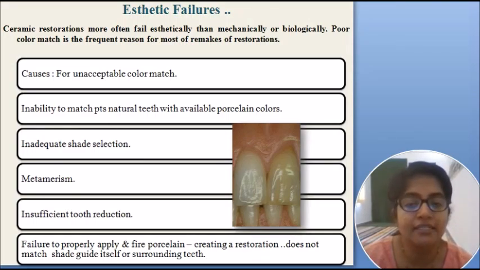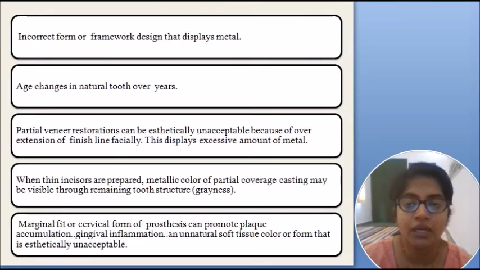failure to properly apply and fire porcelain, creating a restoration which does not match the shade guide itself or surrounding teeth, incorrect form or framework design that displays metal, age changes in natural tooth over the years. Partial veneer restorations can be aesthetically unacceptable because of overextension of the finish line facially. This displays an excessive amount of metal.